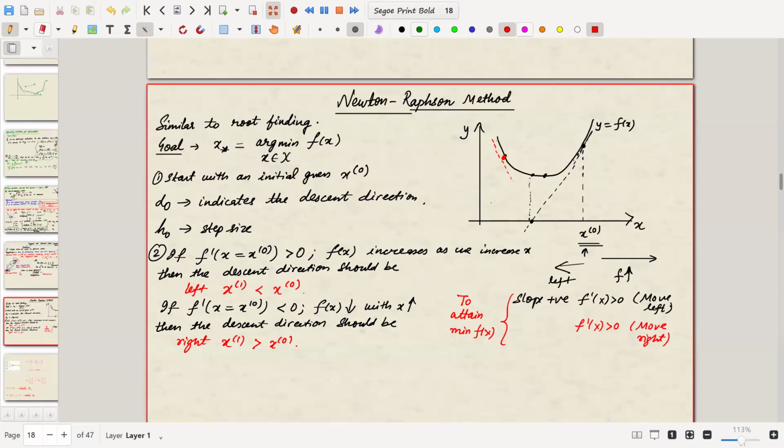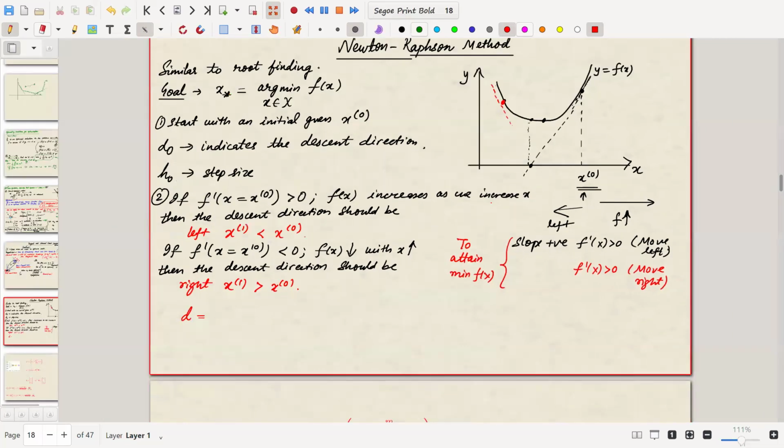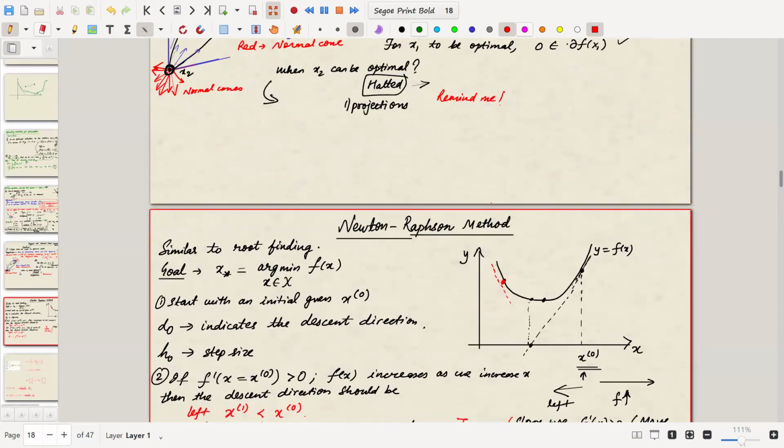So what can we say? Can we write what should be the descent direction? If we say right is positive, usually right is considered to be positive, notation wise, and left is considered to be negative. If f prime is positive, d naught is negative. So it's the opposite side. The best candidate is to consider d to be negative of f prime at x equals x0. Consider d to be negative of the derivative at the initial guess. Fine. So this is how the method will go.